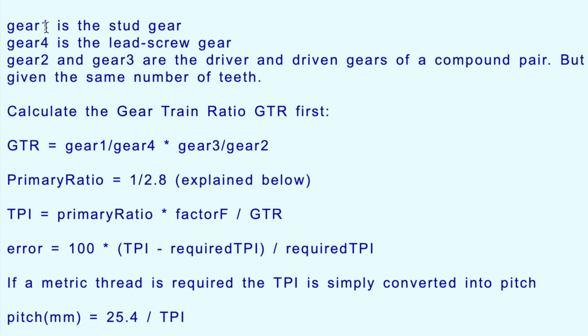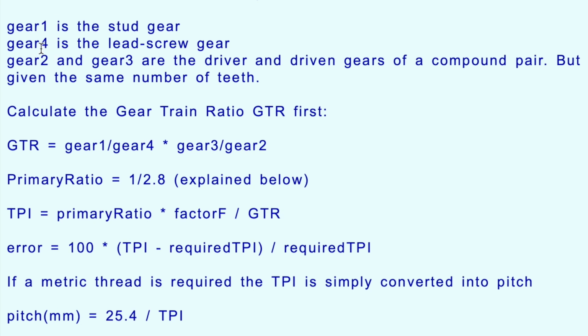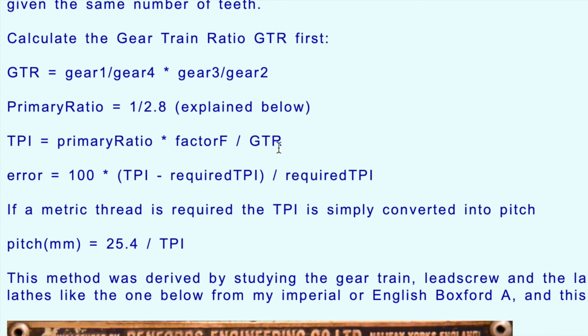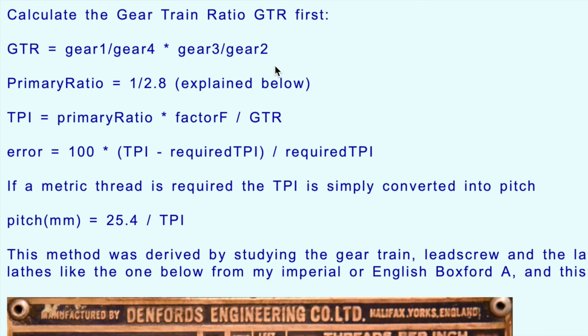Let's say we've got 4 gears in our chain. We've got the stud gear, 2 compound gears, and the lead screw gear. Actually, I positioned stud gear and lead screw gear first together here because often they're used with just an idler in between, which doesn't do anything. But if you add in the compound gears, they're called 2 and 3, that has to be taken into account as well. So first you calculate the gear ratio of the whole gear train, and that's gear 1 over gear 4 multiplied by gear 3 over gear 2. Fairly straightforward. You can look at that closely and figure out what it all means.